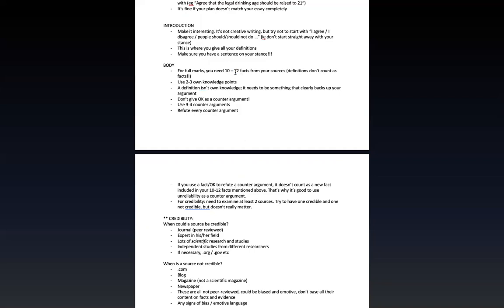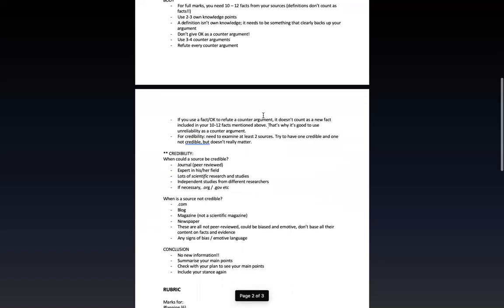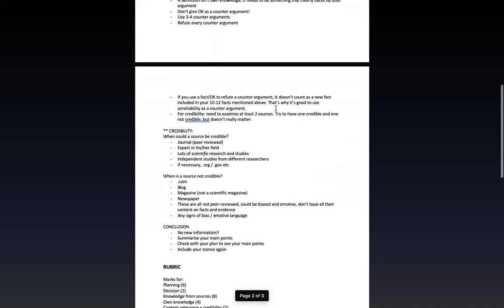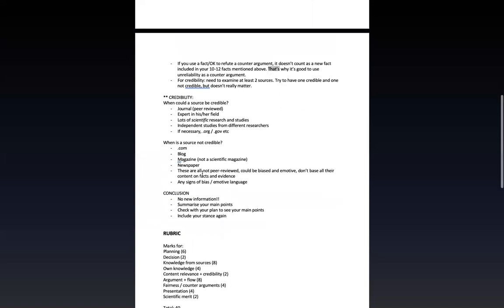And while I keep saying 10 to 12 facts, 2 to 3 own knowledge, don't obsess about this. You don't need to sit and count the number of facts you've used. That's just going to waste time. Just write your essay using as many facts as possible. In terms of credibility, you need to examine at least 2 sources for credibility. Try to have one source that you examine as credible and one as not credible, but it's okay if you just do 2 credible, 2 not credible. And obviously, if you can do more than 2, that's fantastic. Looking at credibility, I'm just going to quickly look into this.